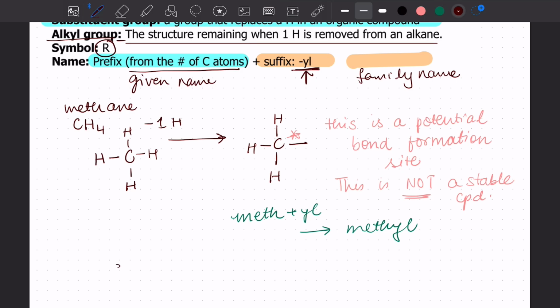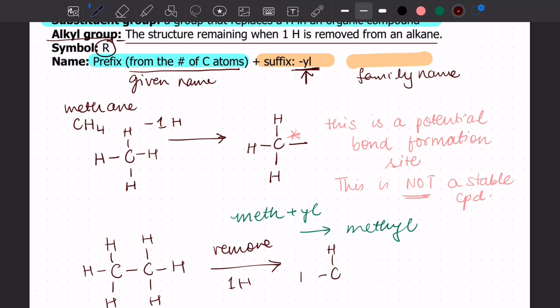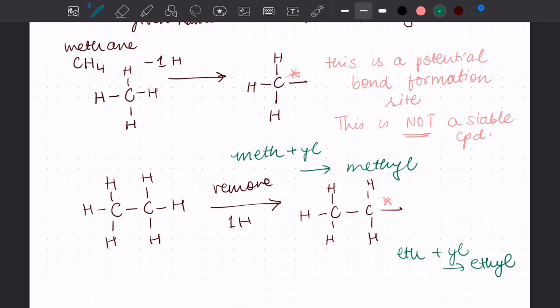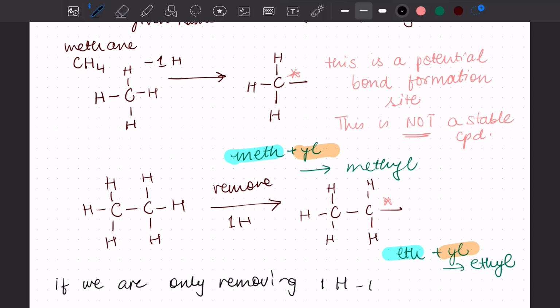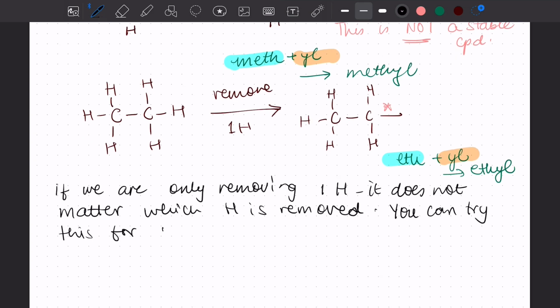Similarly, from an ethane, if you remove one hydrogen, you get an ethyl group. Eth plus -yl, ethyl, depending on which part of the world you are in and what kind of pronunciation you would like to use. Now, as long as we are only removing one hydrogen in both methane and ethane, it actually does not matter which hydrogen is removed. You can try to do this for yourself and convince yourself. They are all equivalent hydrogens.